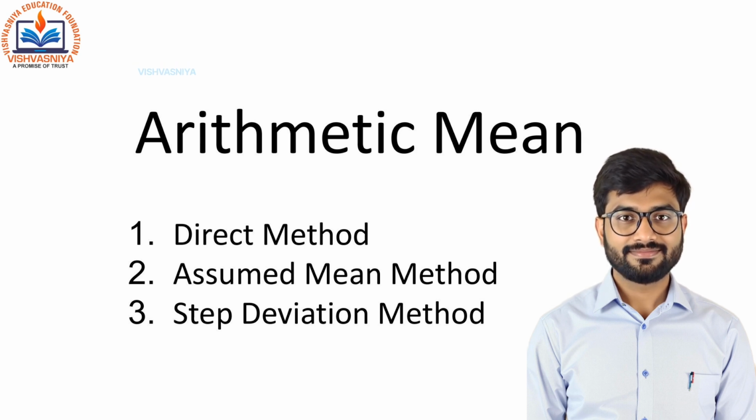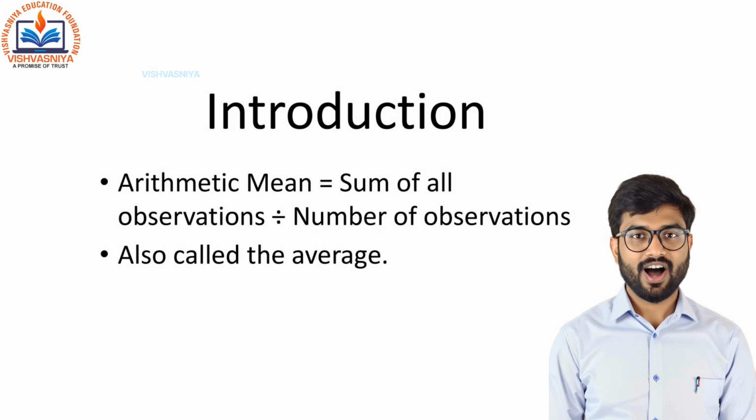Let's begin. The arithmetic mean, often called the average, is a single value that represents the entire data set. It is obtained by dividing the sum of all observations by the total number of observations. In simple words, it tells us the central value around which the data tends to cluster. Now let us understand this using group data, where values are given in class intervals with frequencies.